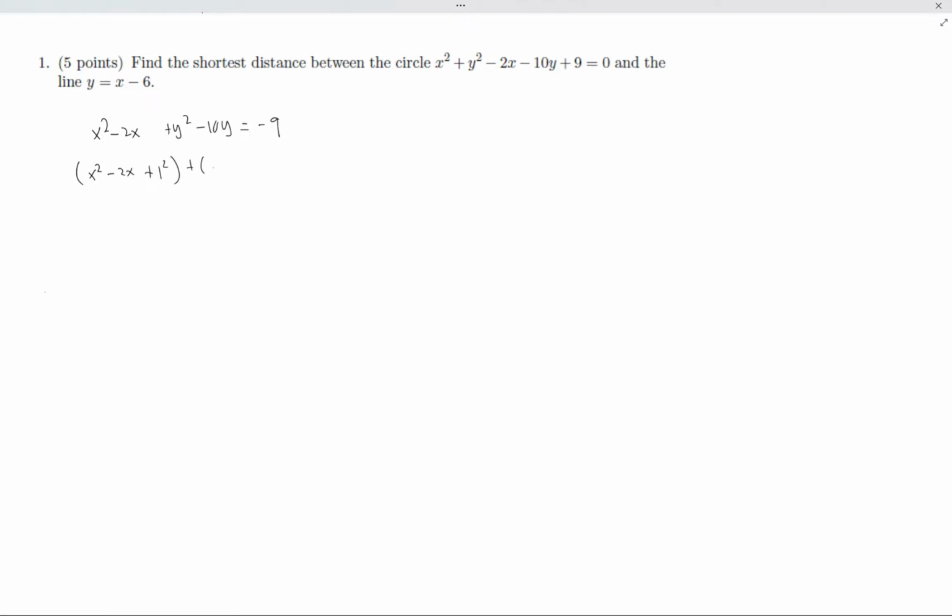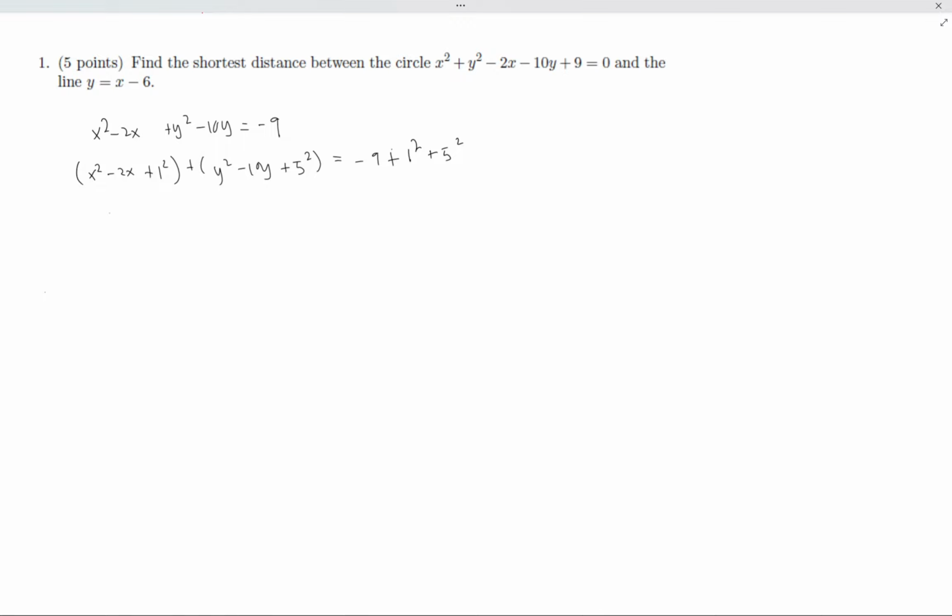And then for the other side, we have here y squared minus 10y. Divide 10 by 2, that will become 5. So I have to add here plus 5 squared, and then minus 9. And then since I added terms on the left hand side, I have to add them here to keep the equality. So you now have 1 squared and also plus 5 squared.